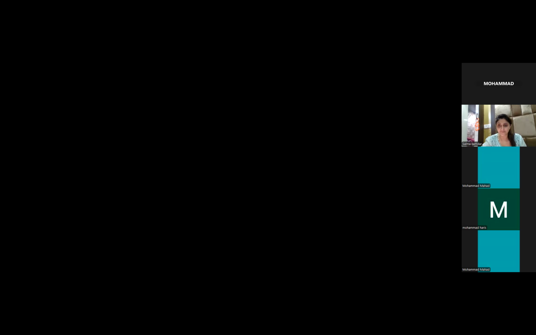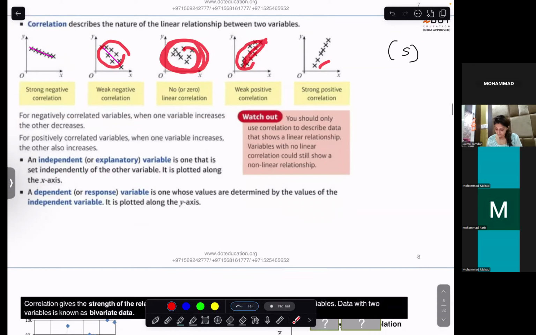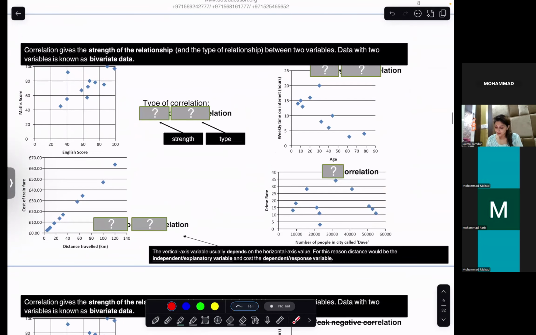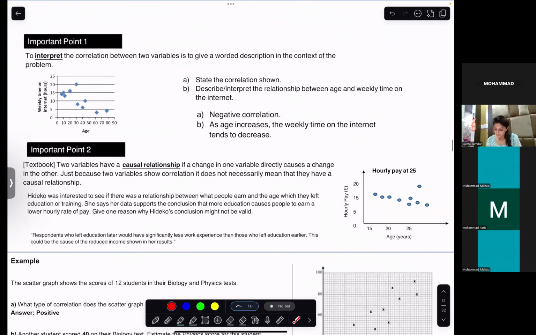5 types of correlation: strong negative correlation, weak negative correlation, zero correlation, weak positive correlation, and strong positive correlation. Okay, fine. Can you tell me what type of correlation this is? Weak positive. This one, weak negative. This, no correlation. This, strong positive correlation.